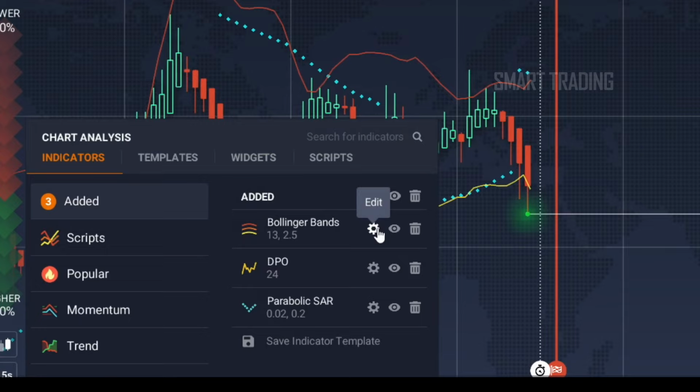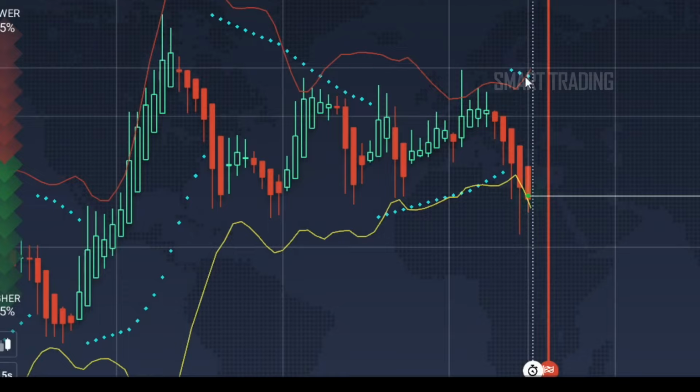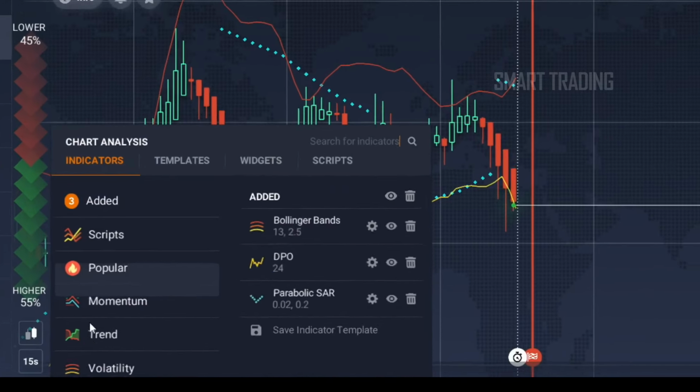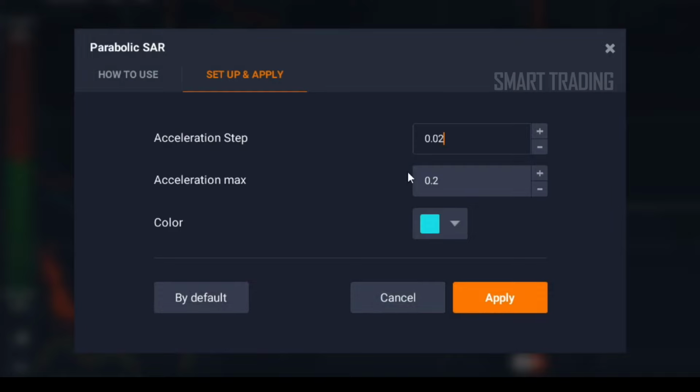I use the Bollinger Bands with a period of 13 and a deviation of 2.5. Also the Parabolic SAR with its default settings: an acceleration step of 0.02, then an acceleration max of 0.2.